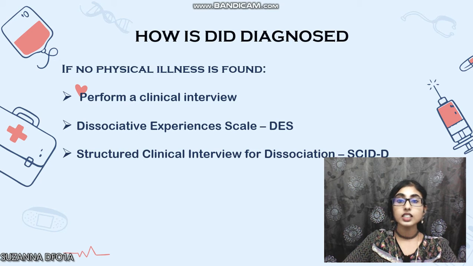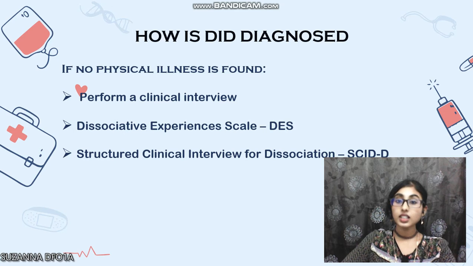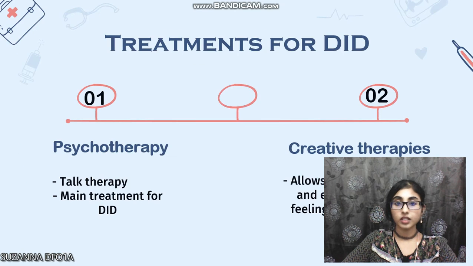If no physical illness is found, the person might be referred to the mental health professionals such as psychiatrists and psychologists who are specially trained to diagnose and treat the mental illness. They will perform a clinical interview to get a full picture of the person's past experience and current functioning. Some psychiatrists and psychologists will employ some specialized tests such as the dissociative experience scale or a standard interview, the structured clinical interview for dissociation.